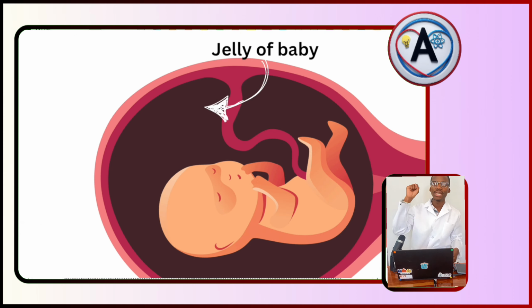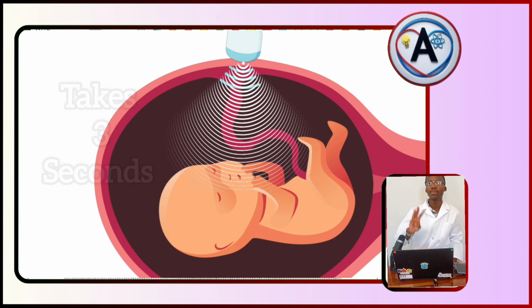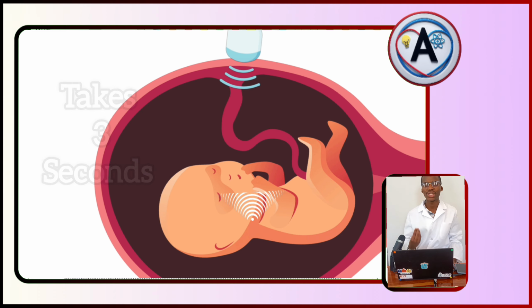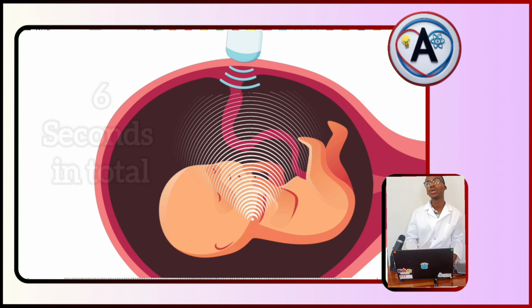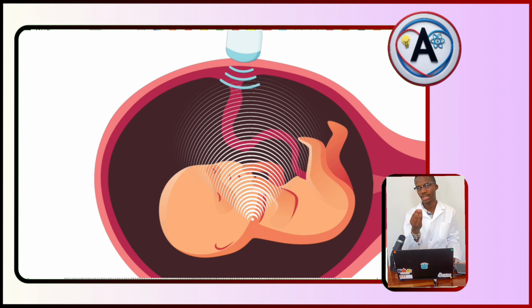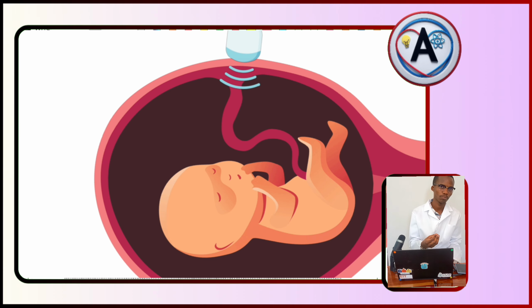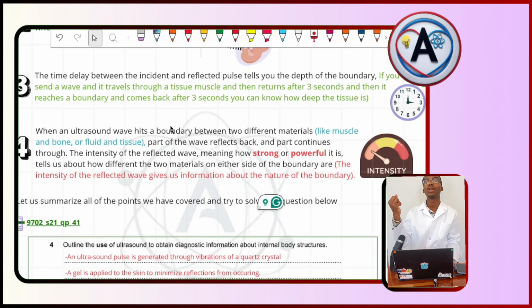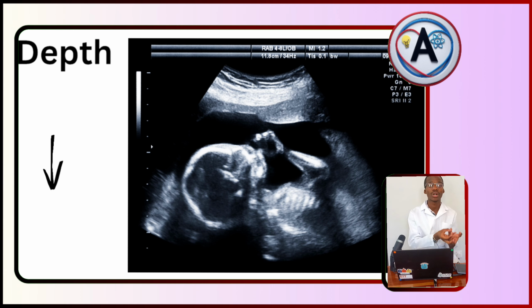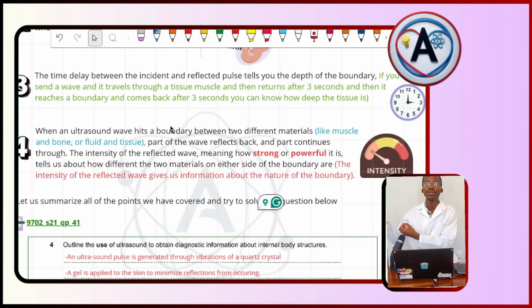What do I mean by this? If you send a pulse and it takes 3 seconds to reach the baby, then 3 seconds to come back, that's 6 seconds in total. You can therefore estimate how deep the point where the reflection occurred is. If you have another point that's slightly shallower, and it takes 2 seconds to hit that and 2 seconds to come back, since you know the speed of ultrasound, you can estimate how deep that structure is, and so forth. So you can map how deep those boundaries are just by measuring how long it took for the transmitted wave to return to where it was sent.